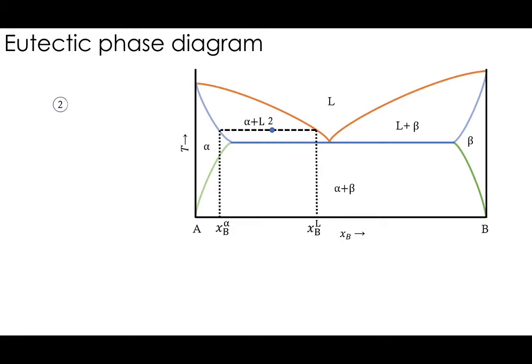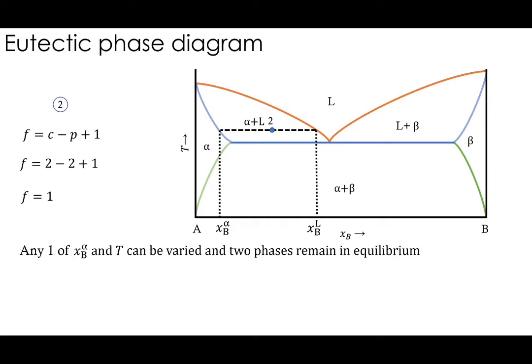So if we apply Gibbs phase rule here, what does it say? Number of components are 2, number of phases in equilibrium are 2. So F turns out to be 1. Degree of freedom 1. What does it mean? Any one of composition and temperature can be varied and two phases remain in equilibrium. If you want to change both independently, then two phases will not remain in equilibrium. That's the meaning of it.